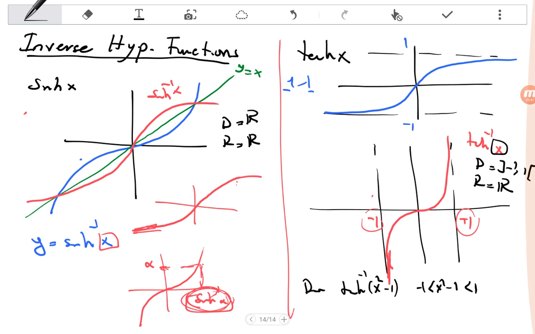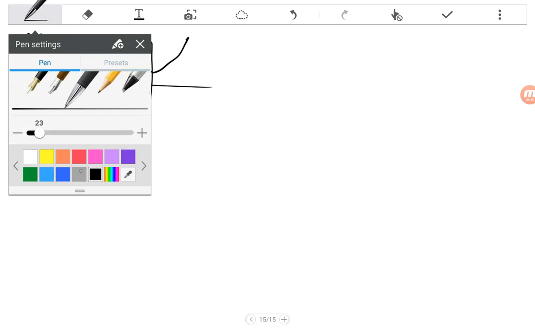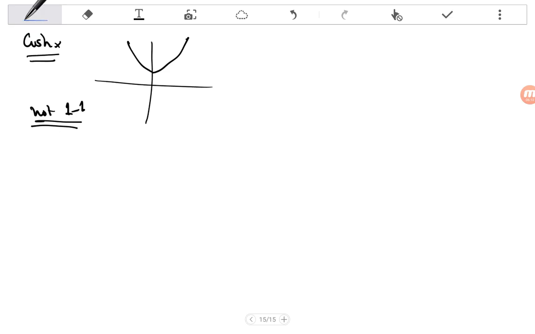But this is not the case for cosh x. Let's check cosh x. Why? Because cosh x is not a one-to-one function. It is an even function, and we learned that any even function is not one-to-one. So what would you do for a not one-to-one function to find an inverse for it? We just make a restriction for the domain. Yes, we choose a restricted domain for cosh x such that it satisfies two conditions. It is one-to-one in that restricted domain, and the other condition is that it covers the whole range of the original function.